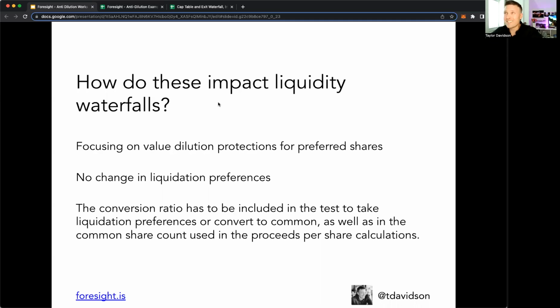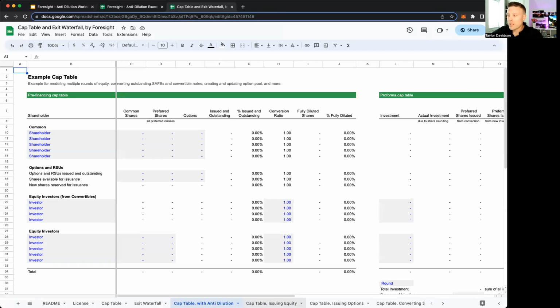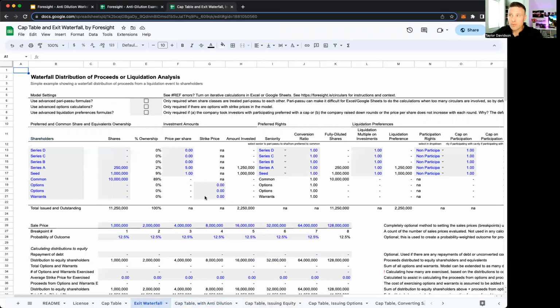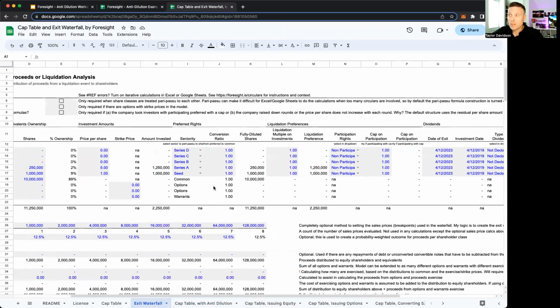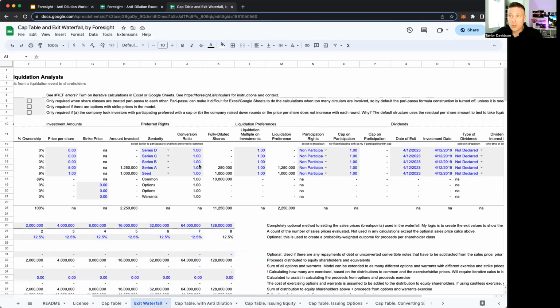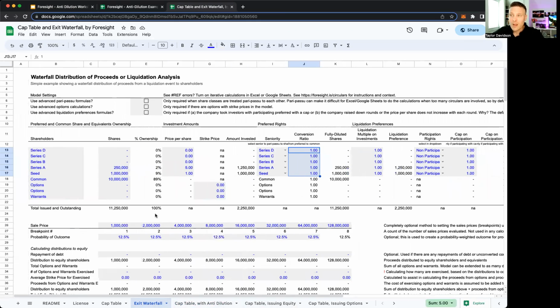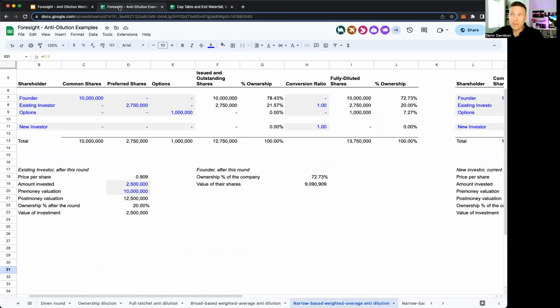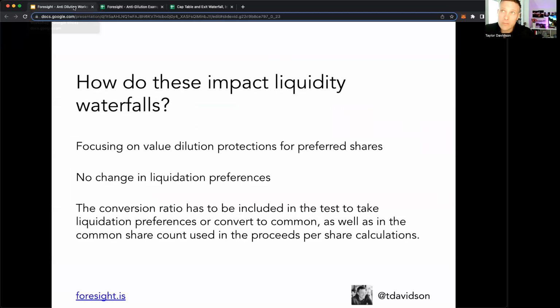I don't want to get into the details of liquidity waterfalls and how it impacts that, but I will say that the free tool I mentioned before does include a conversion ratio as part of it. For each share class, you can include the conversion ratio, and that's used in the calculations to figure out whether you take your liquidation preference or convert to common. So this is probably another good time to get to some questions.